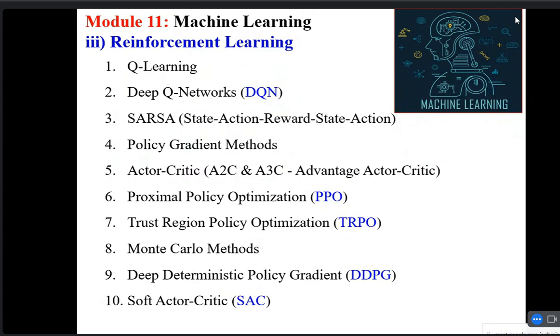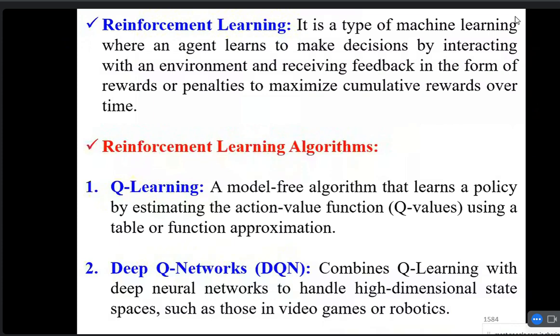Trust region policy optimization, that is called TRPO. Then Monte Carlo methods. Deep deterministic policy gradient, that is called DDPG. Then soft actor critic, that is called SAC. And these are the top 10 algorithms of reinforcement learning.